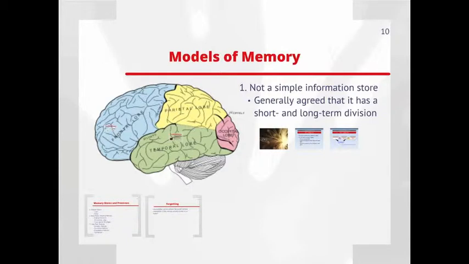So we know that models of memory are actually very interesting. There are three basic laws that we know that human memory is not. And the first one is listed on the slide. It's not a simple information store, as we might think of a hard drive or a flash drive, right? It's not just a single store. We generally agree that there are some divisions within memory, right?